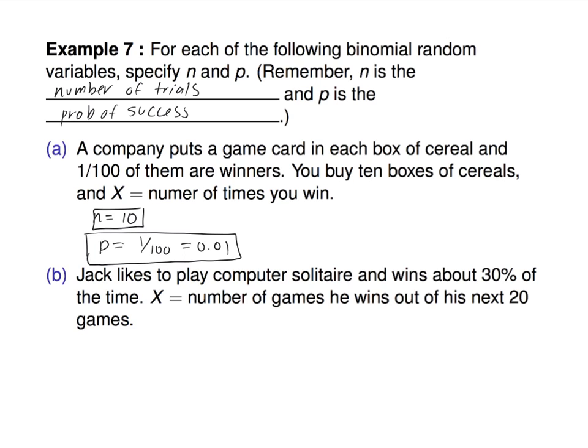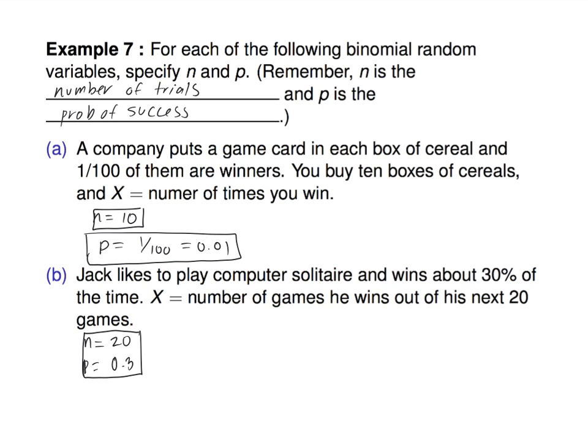Does that idea make sense? Okay. Jack likes to play computer solitaire and he wins about 30% of the time. We'll let X equal the number of games he wins out of his next 20 games. So how many trials? 20. What's his chance of success? 0.3.